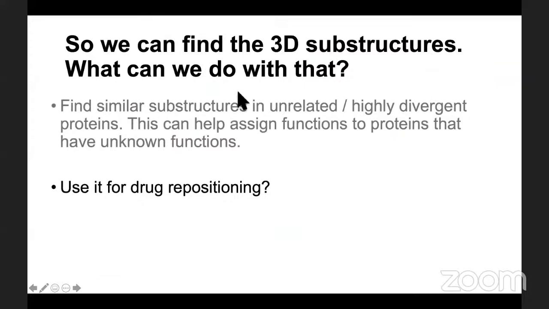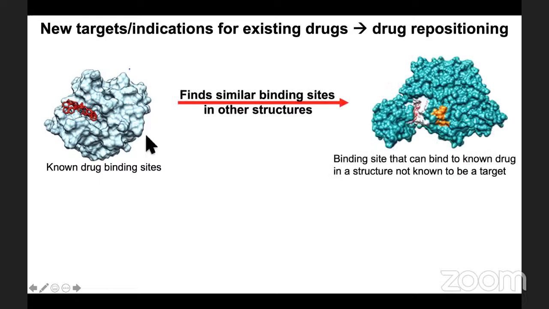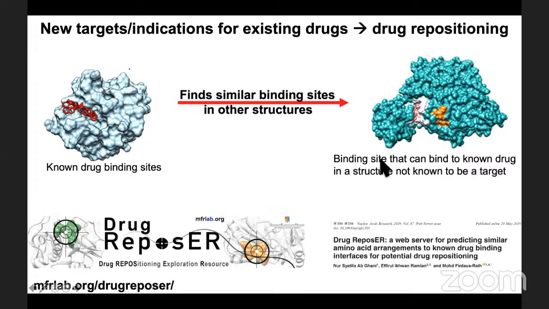So we know that we can find 3D structures in unrelated or highly divergent proteins, but can we also use that for applications like drug repositioning? So using ASAM, what if we know what a drug binding site is? We can take known drug binding sites, and perhaps we can find examples of those known drug binding sites in other protein structures. And yes, we were able to do that. We developed the findings into a web server and database called DrugReposer.